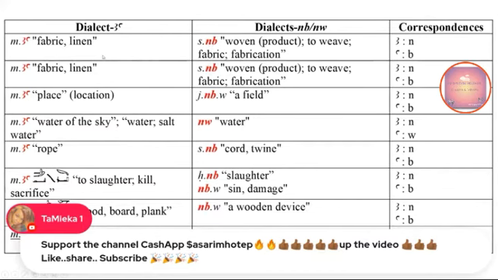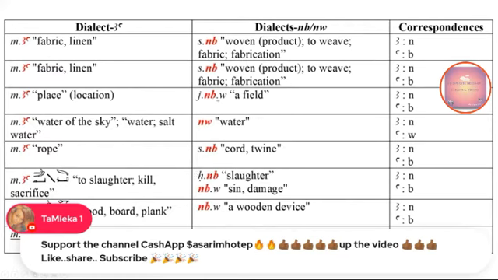So notice ma, fabric, linen. Seneb, woven product, to weave, fabric, fabrication. Marak, place, location. Inebu, a field. And there's other variations of this form here that reinforce this as well. Marak, water of the sky, water, salt water. Nu, water. Remember, B and W interchange.